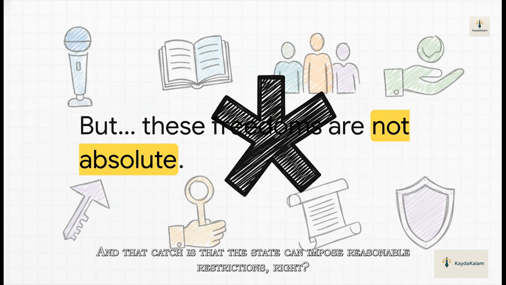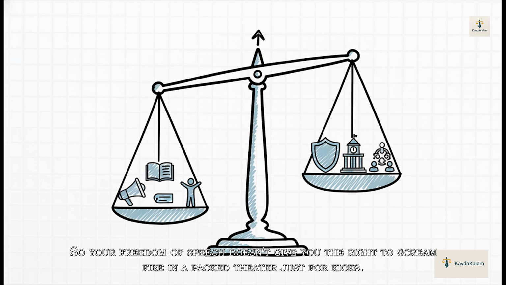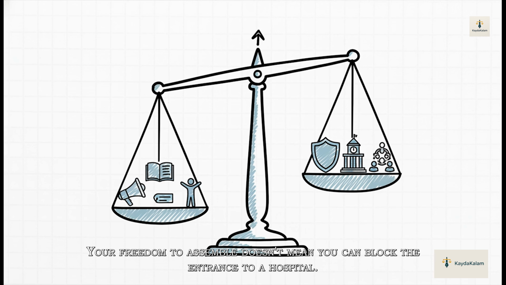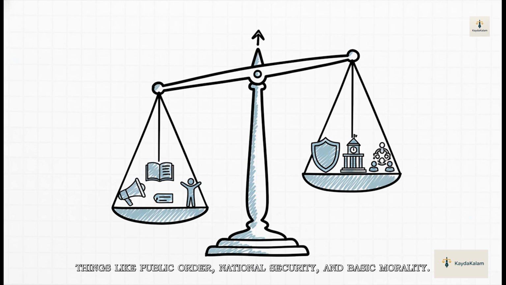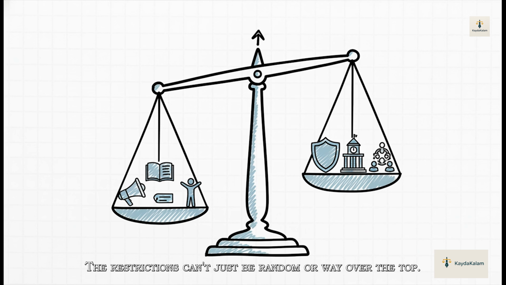There's a catch. And that catch is that the state can impose reasonable restrictions, right? So your freedom of speech doesn't give you the right to scream fire in a packed theater just for kicks. Your freedom to assemble doesn't mean you can block the entrance to a hospital. It's all a balancing act between your individual liberty and the needs of society, things like public order, national security, and basic morality. And the key word here always is reasonable. The restrictions can't just be random or way over the top.